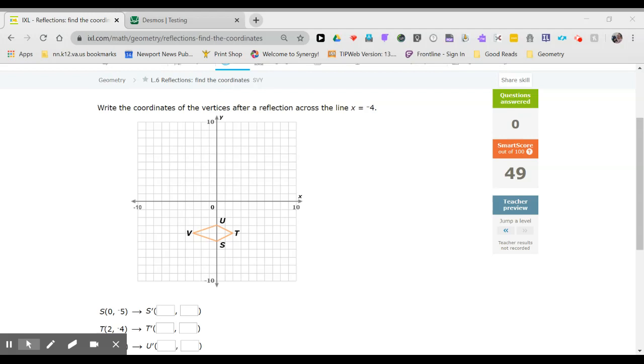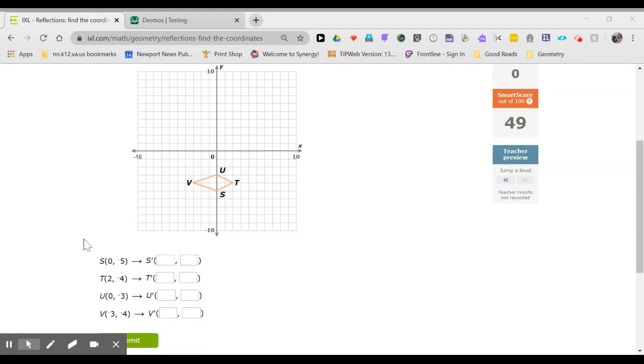If you look at the YouTube channel, there is a reflections rules video that talks about how to find the coordinates for images using the x and y axis and the y equals x, y equals negative x lines. There are special rules for those that make them a whole lot easier. Unfortunately, there's no shortcut for x equals a number or y equals a number. Instead, I'm going to be using Desmos to help me find those points.